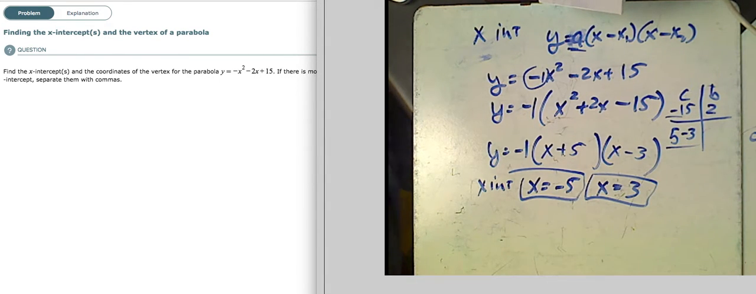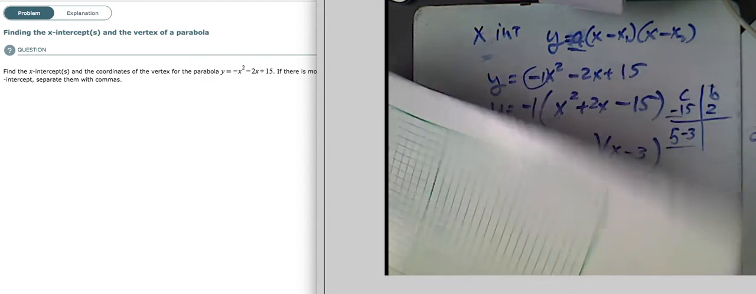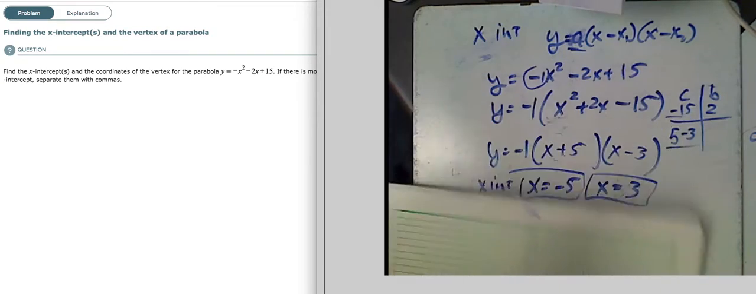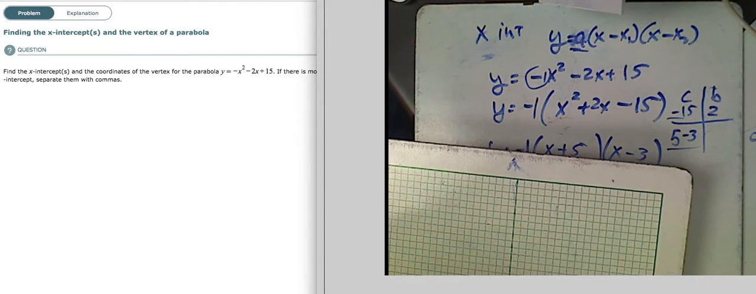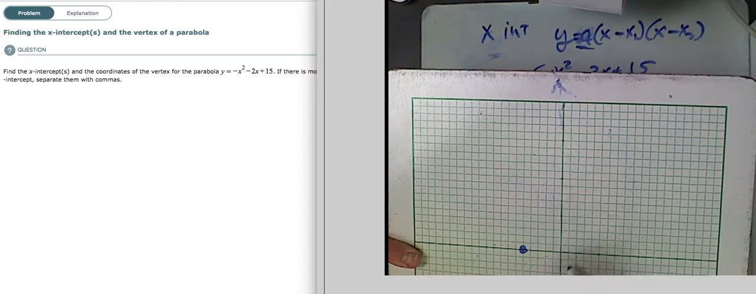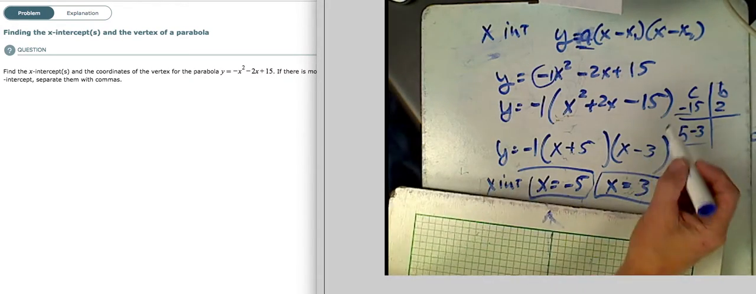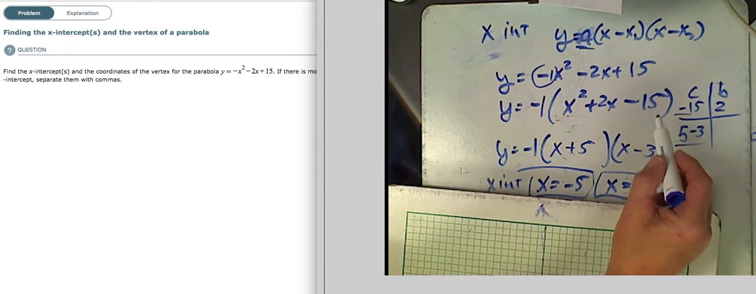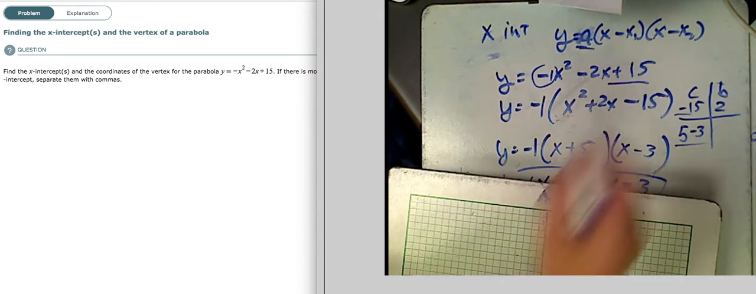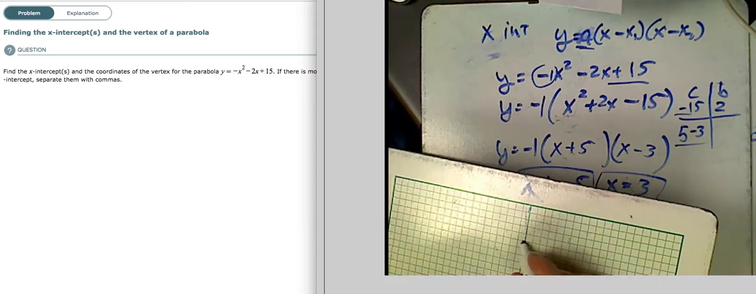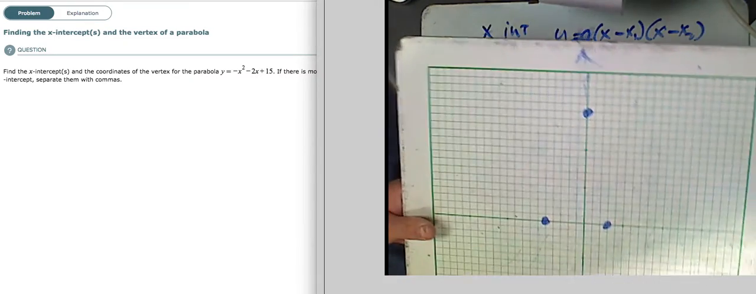Now, if I was graphing this, I could bring this one over here. We'll say that negative 5 is right there. Positive 3 is right there. And I know that my y-intercept is positive 15. It's right there at the start. And so that goes right about there. So that's the information that I have so far.